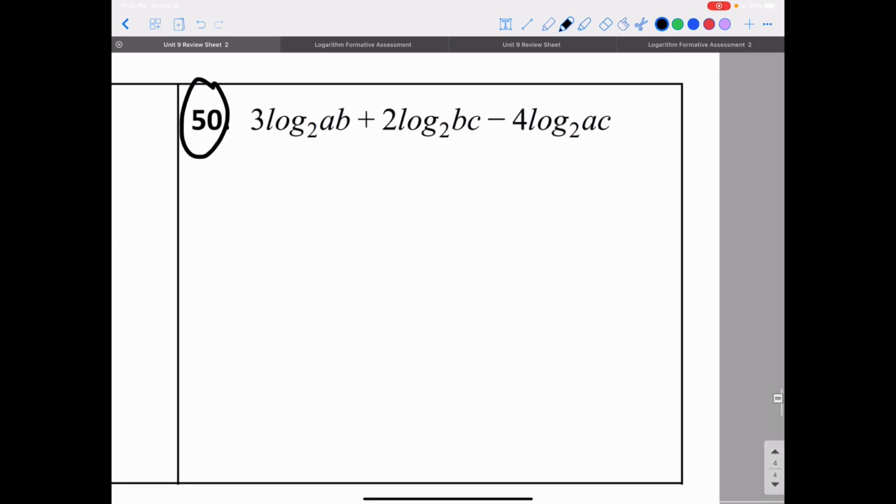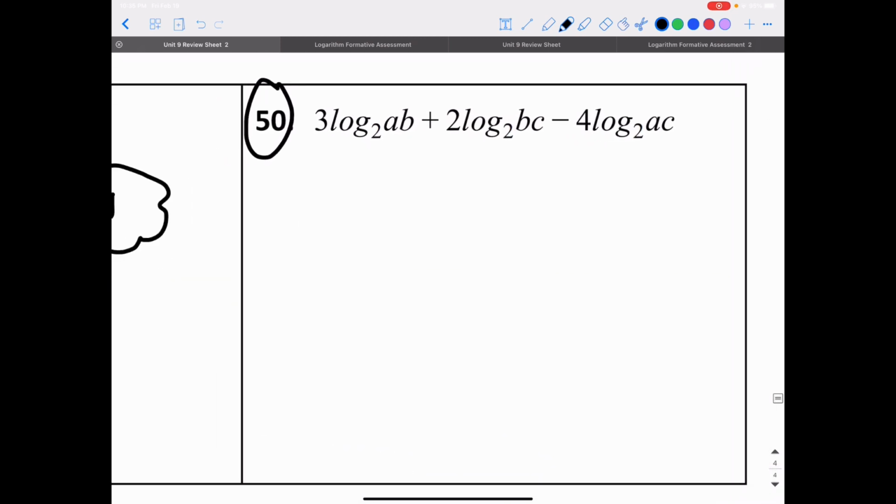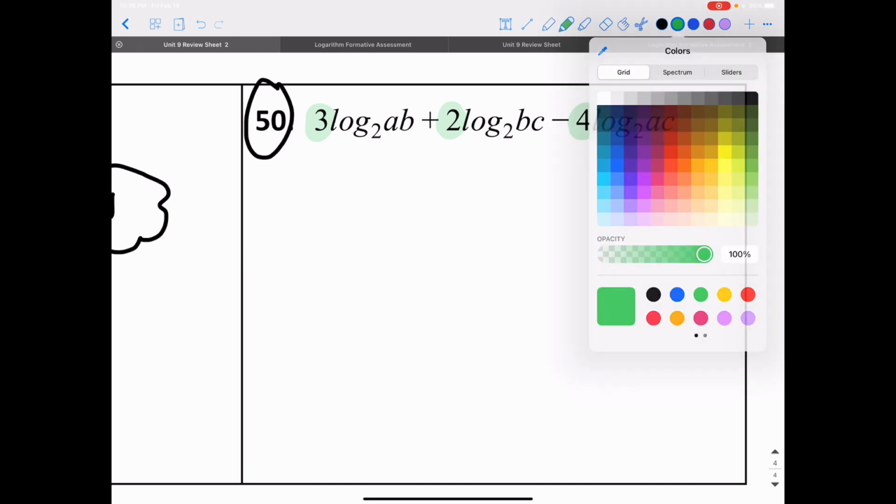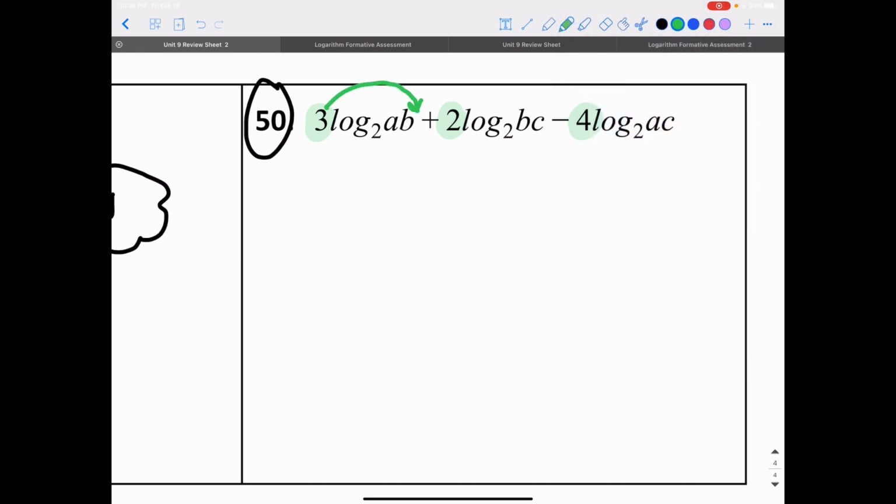For 50, I have 3 logarithms. I'm going to combine them because they all have the same base. But first I have to get rid of the coefficients. I'm going to make them exponents instead. Make sure you make them exponents for everything inside of the logarithm.